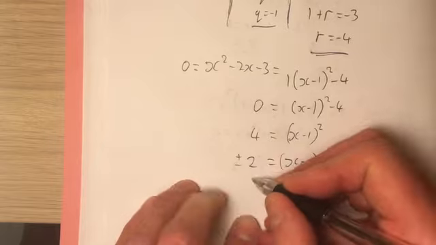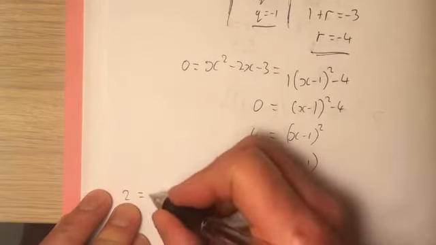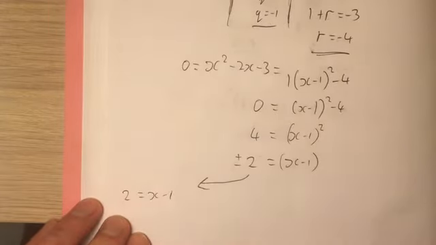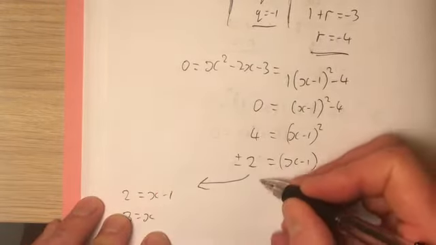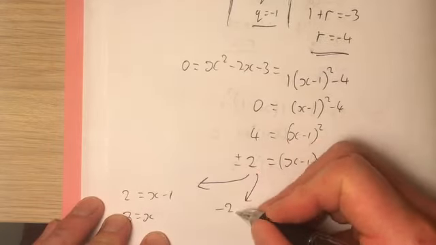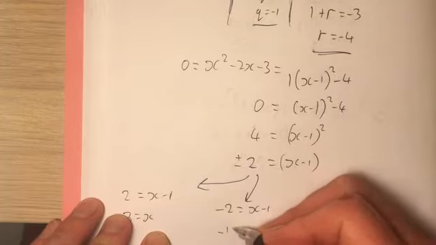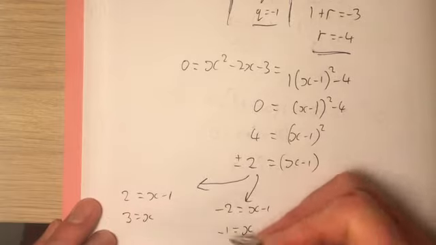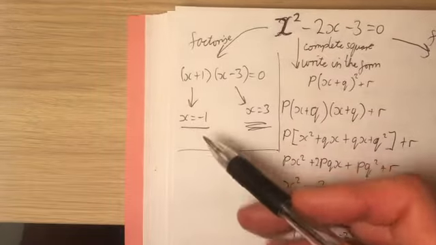So either 2 equals x minus 1. And what does that mean? That means that 3 equals x. Or negative 2 equals x minus 1. And what does that give me? That gives me negative 1 equals x. So these two solutions very happily match these two here.